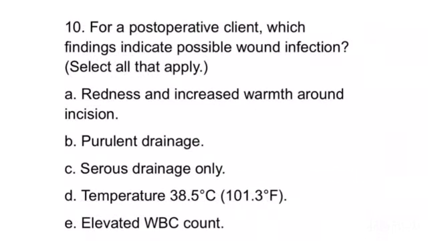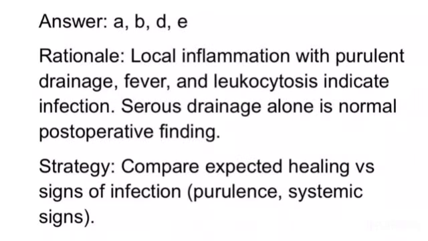10. For a postoperative client, which findings indicate possible wound infection? Select all that apply. A. Redness and increased warmth around incision. B. Purulent drainage. C. Serous drainage only. D. Temperature 38.5 degrees Celsius, 101.3 degrees Fahrenheit. E. Elevated WBC count. Answer: A, B, D, E.